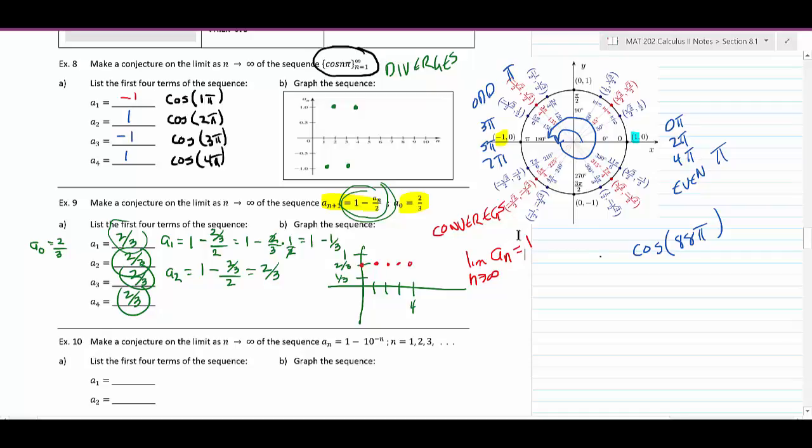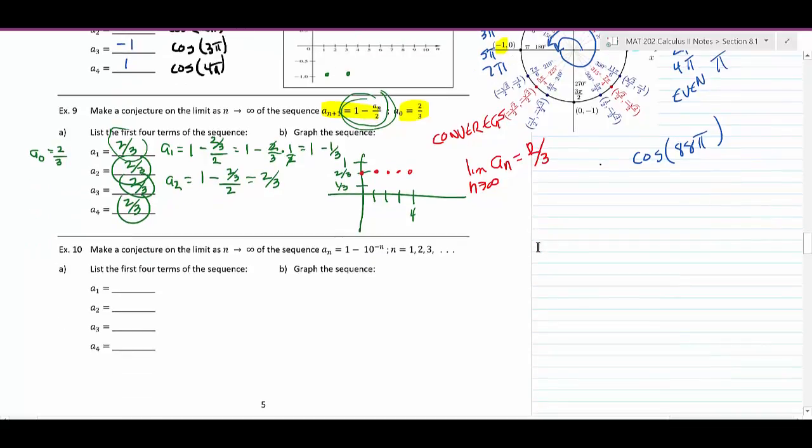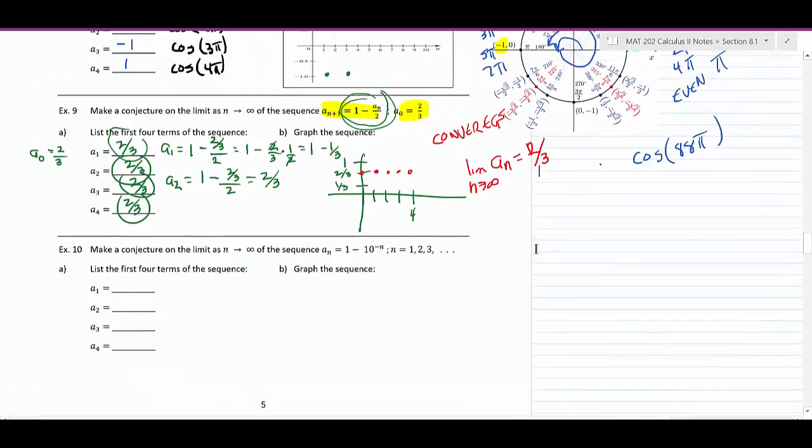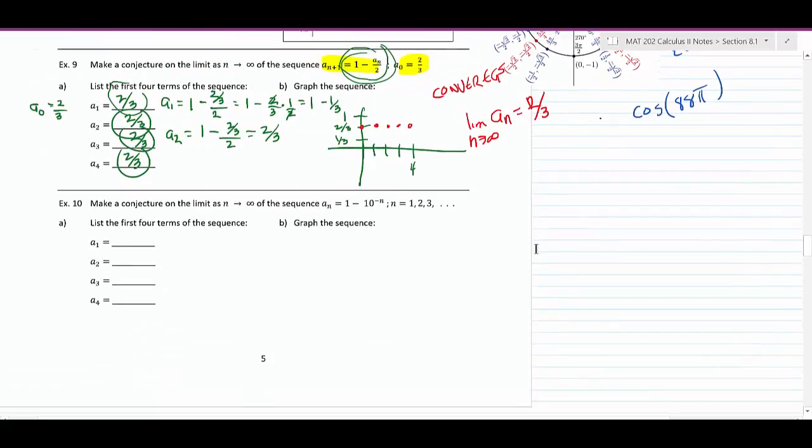Oh, no. What did we say? It goes to 2/3, not 1. I don't know why I'm thinking 1, so 2/3, okay? All right, so let's go to the next one. I want to do a few more things like that. And then we're going to transition a little bit into a little bit more technology here in just a minute.